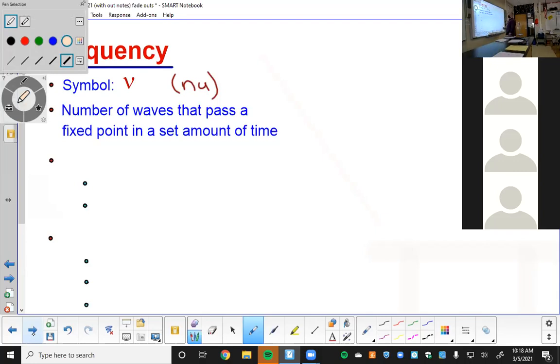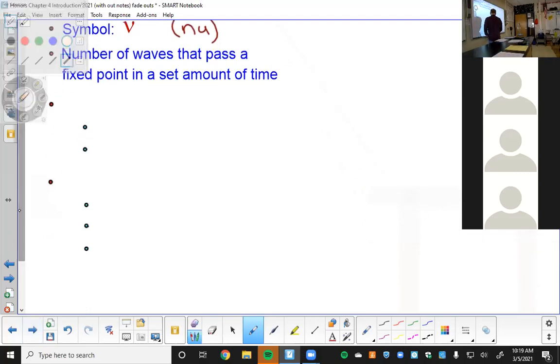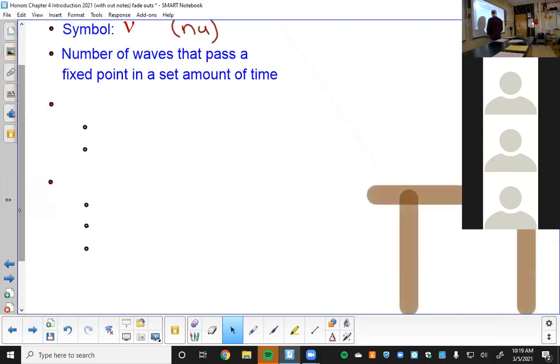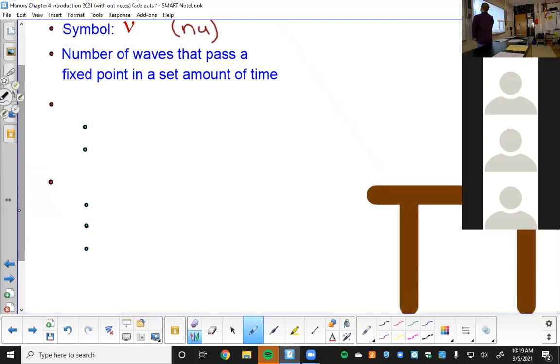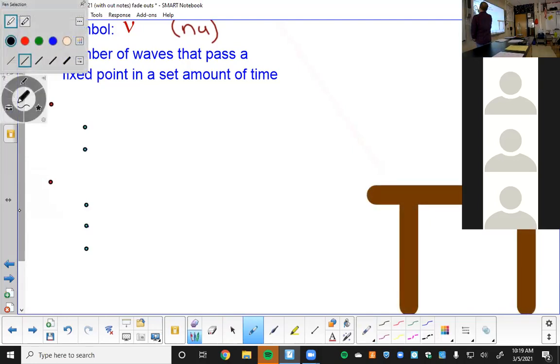To illustrate that, I am going to put my artistic skills to the test.